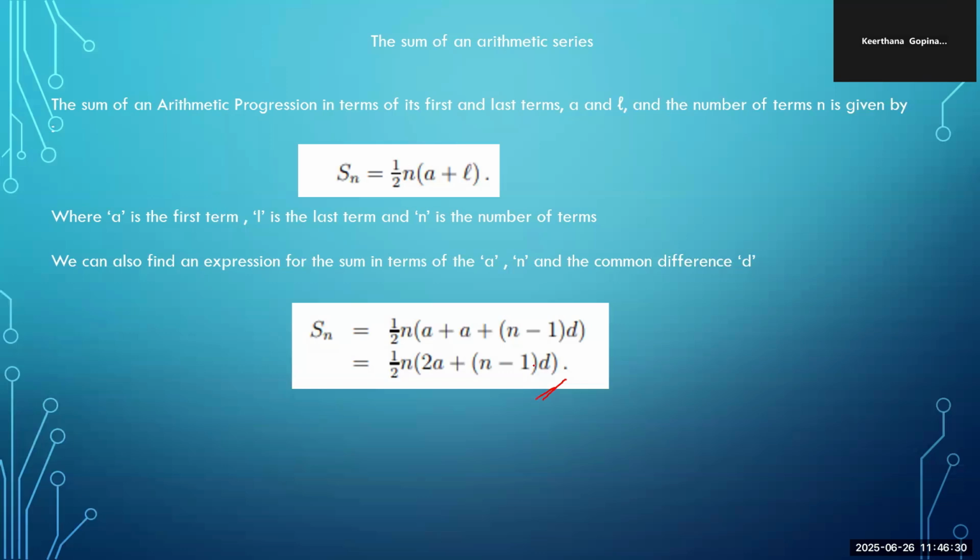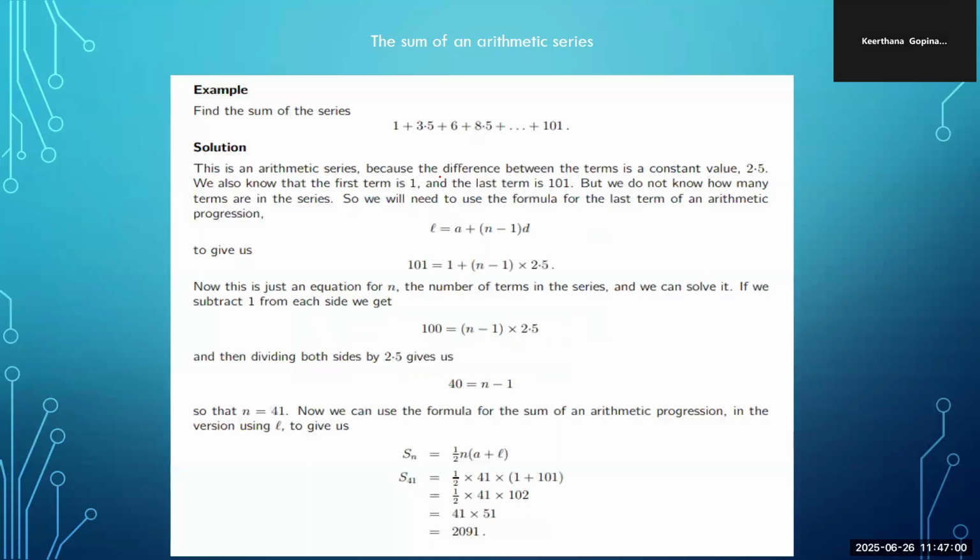Please remember this formula: 2a plus n minus 1 into d. Similar to the other formula, but 2a instead of a, plus n minus 1 into d. If the last term is given, then you should use half n into a plus l. If the last term is not given, then you should use half n into 2a plus n minus 1 into d. Simple? Remember this formula, you have to memorize this. Now find the sum of this series.